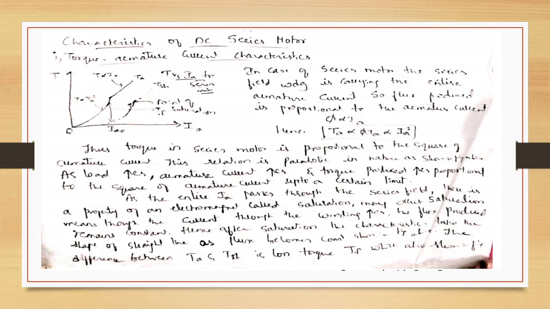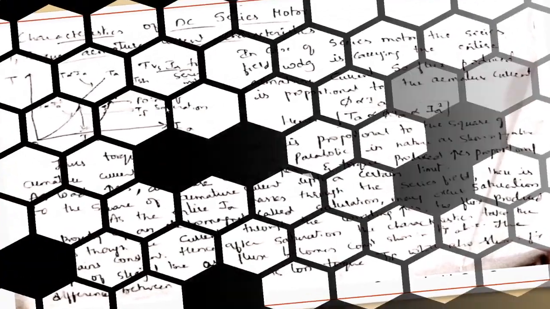So the difference between T and TSH is loss torque, TF. Similar to what we have seen in the shunt motor. So this is torque proportional to Ia square, point of saturation. After the point of saturation, torque is proportional to Ia. The dotted line is showing shaft torque. And the difference between armature torque and shaft torque is loss torque, TF.